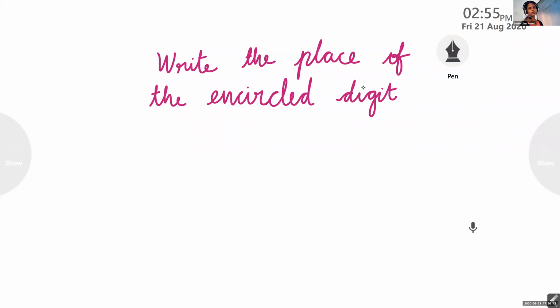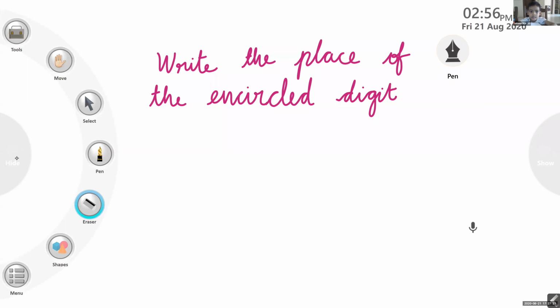So what we are going to do? We have to write the place of the encircled digit. Encircled digit means some digit will be inside the circle. So that digit's place we have to write. Let me write the first number.